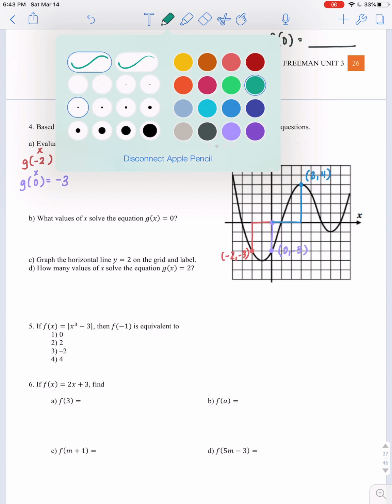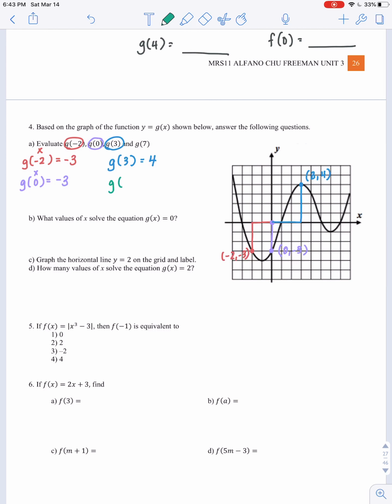And last but not least, I have g of 7. So when my input is 7, when my x value is 7, let's find out. 1, 2, 3, 4, 5, 6, 7. What is my output? I actually don't have to move up and down. I've already hit my graph. When my x value is 7, my y value is 0. Okay, I'm going to erase it so I can do the next problem.